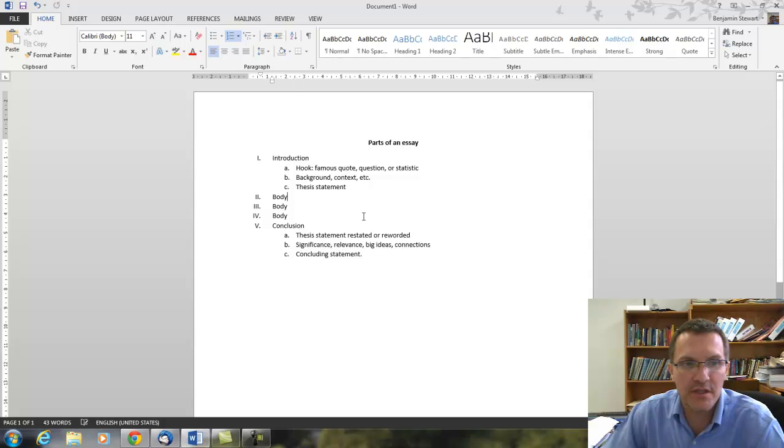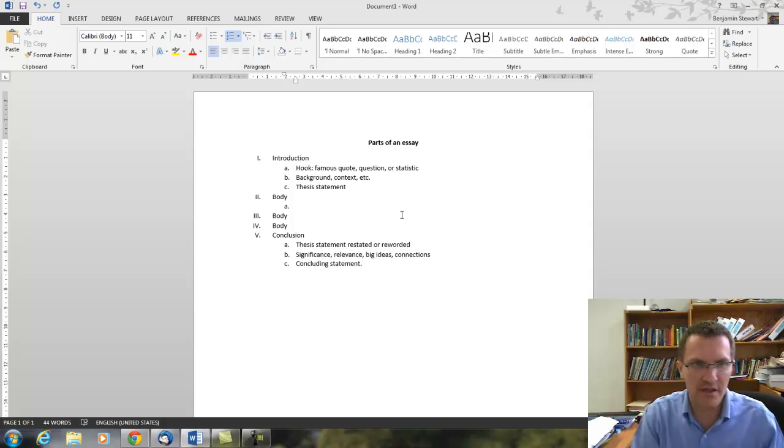Moving on now to the body paragraphs. In this case, since we have a 5-paragraph essay, we're going to have 5 body paragraphs, and each body paragraph is going to discuss one idea. Now, in each body paragraph, you can think of developing a body paragraph in terms of the meal plan.